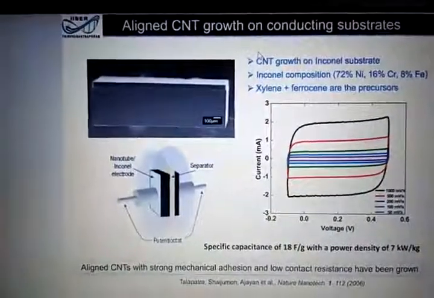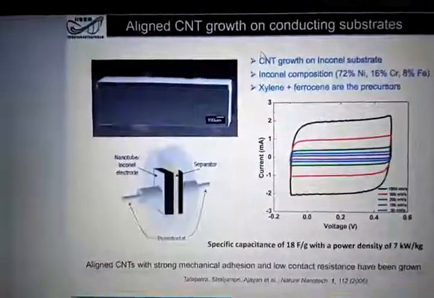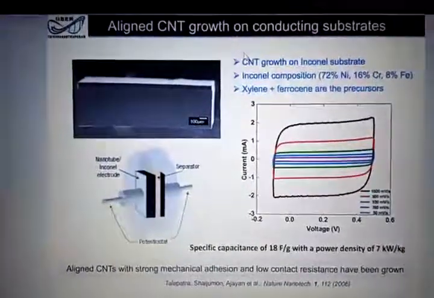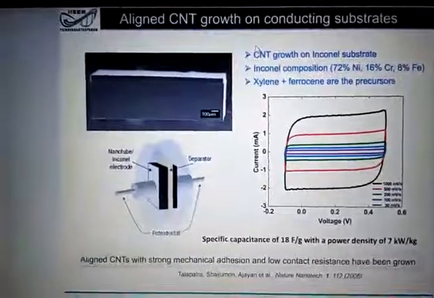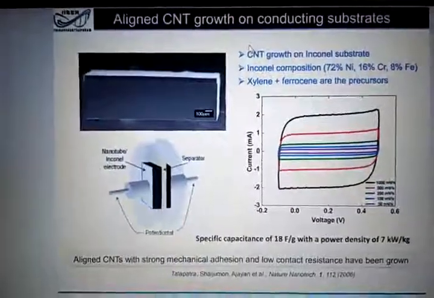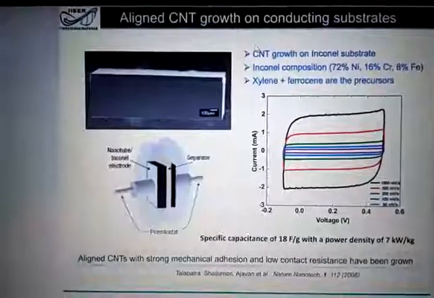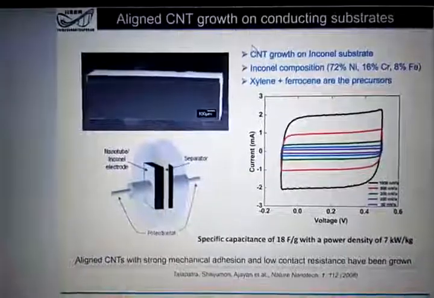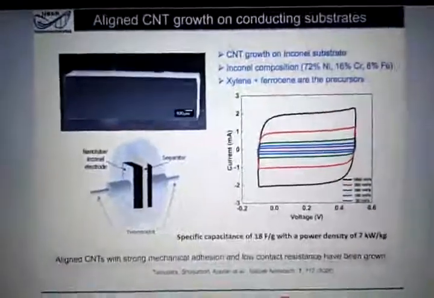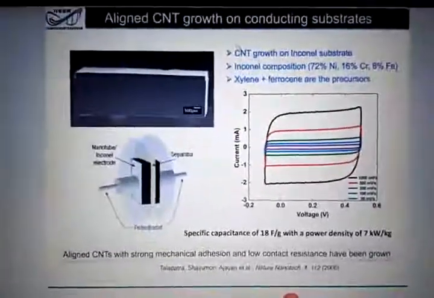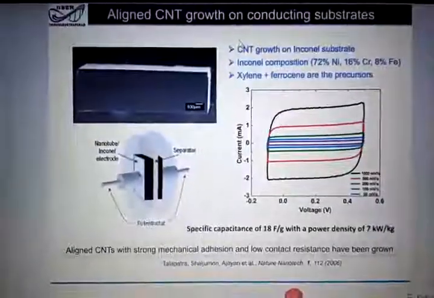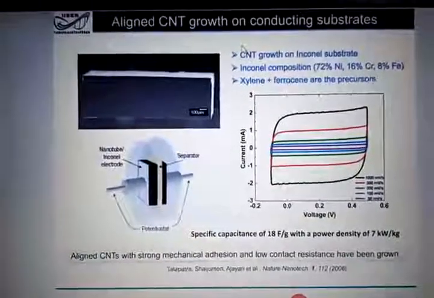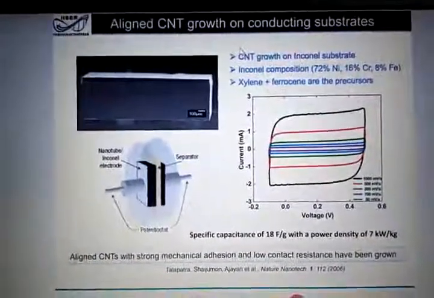Now, if I were able to grow these carbon nanotubes directly onto a conducting substrate, and then I can use that grown CNT on the conducting substrate directly as an electrode. The advantage is that these carbon nanotubes are nicely fitting or touching, molecularly bound to these conducting substrates, which means my current collector, and the resistance is very minimum.